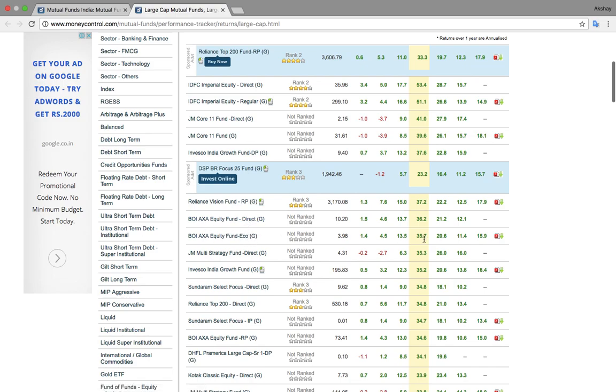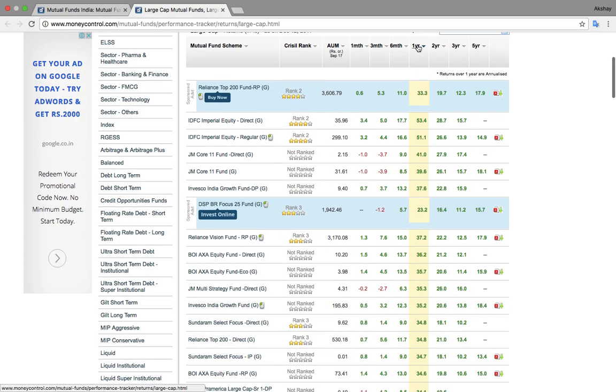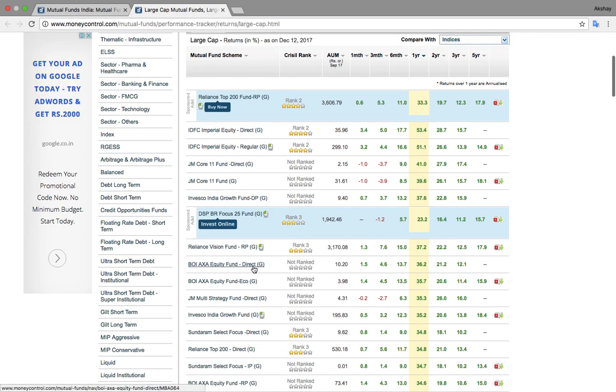If you check the 1 year return, in this yellow color, it is 36.2 and this is 35.7. So around a 0.5 to 1% difference is there. So always go for the direct plan, it is my advice.